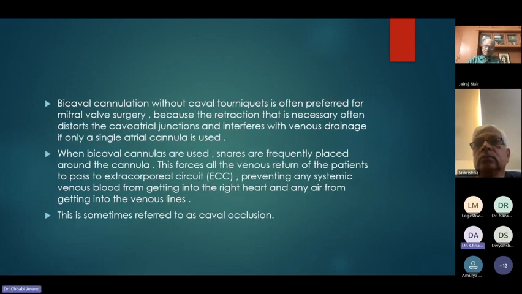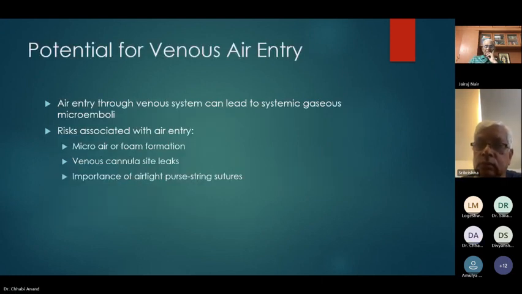Bicaval cannulation without caval tourniquets is often preferred for mitral valve surgery because the retraction that is necessary often distorts the cavo-atrial junction and interferes with the venous drainage if only a single atrial cannula is used. When bicaval cannulas are used, snares are frequently placed around the cannula. This forces all the venous return of the patient to pass to the extracorporeal circuit, preventing any systemic venous blood from getting into the right heart and any air from getting into the venous line. This is sometimes referred to as a caval occlusion.